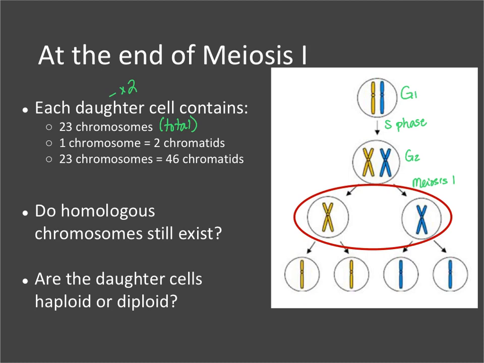So let's take a look at what's happening with regards to our homologous chromosomes. At this stage in meiosis, do homologous chromosomes still exist? Do we still have paired chromosomes? And the answer is no, because during meiosis I, the homologous chromosomes get separated. That's the key thing that's happening during meiosis I: the homologous chromosomes separate during meiosis I.